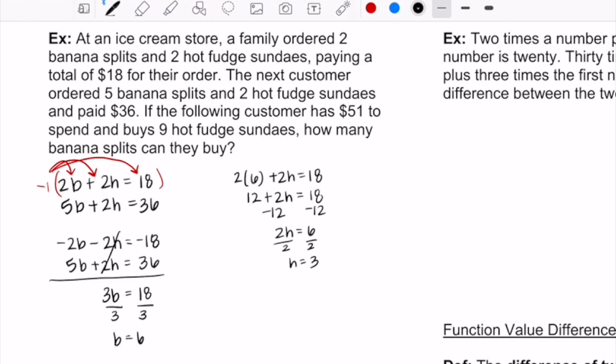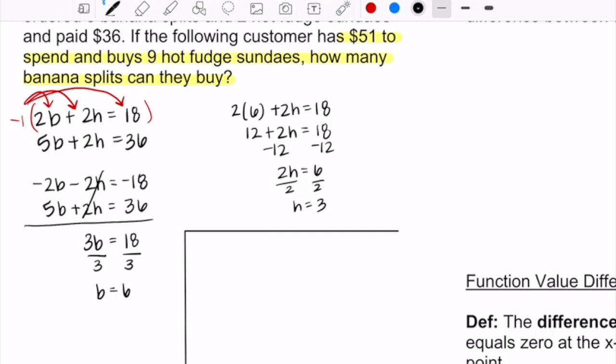This question asks us, if the following customer has $51 to spend and buys 9 hot fudge sundaes, how many banana splits can that person buy? So what we're doing now is a different calculation. If banana splits cost $6 each, and if hot fudge sundaes cost $3 each, and they're buying 9 of them, we want to figure out how many banana splits X they could buy with a total of $51.